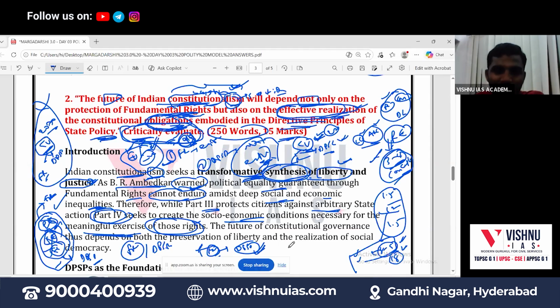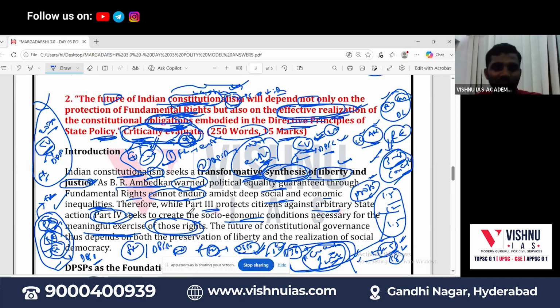For example, there is a DPSP, Article 36. What does it say? Prevention of the concentration of wealth. Let us say concentration of wealth should be prevented in India. If this DPSP is not implemented, can you exercise freedom of expression? Can you exercise the freedom of profession? If you don't have money, if you don't have access to wealth at all, how can you go for a new profession or doing some business? So fundamental rights are meaningless without DPSPs.